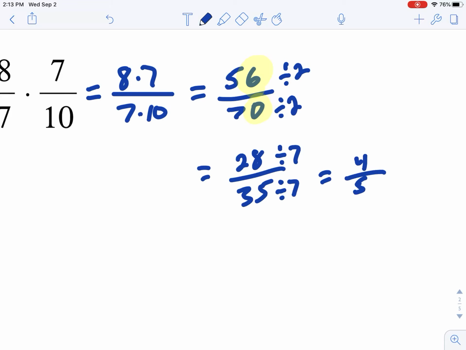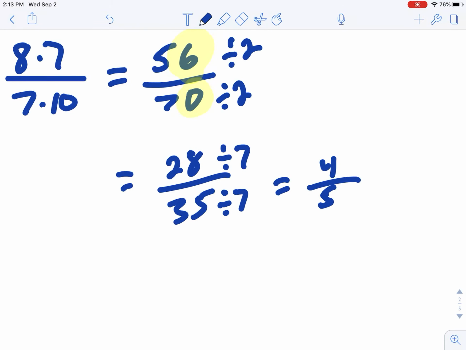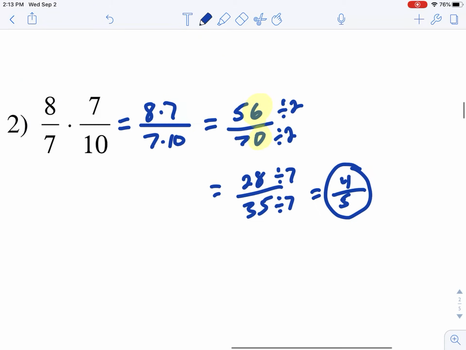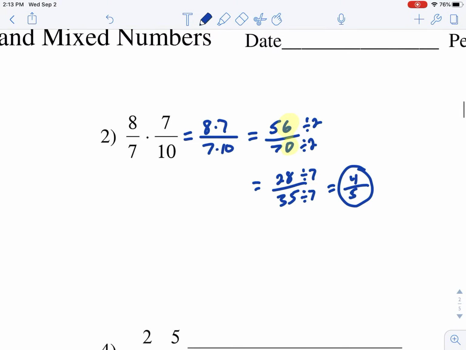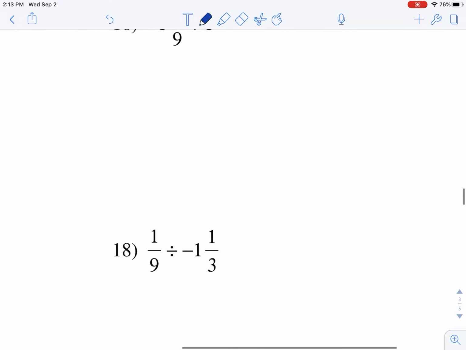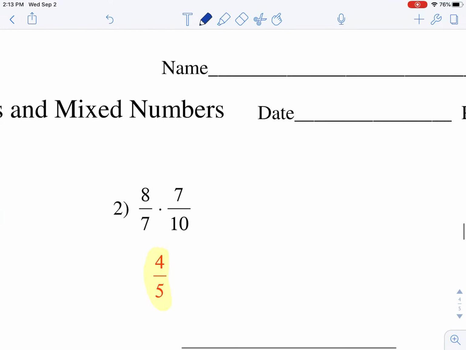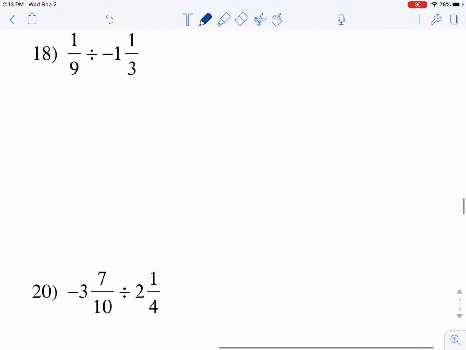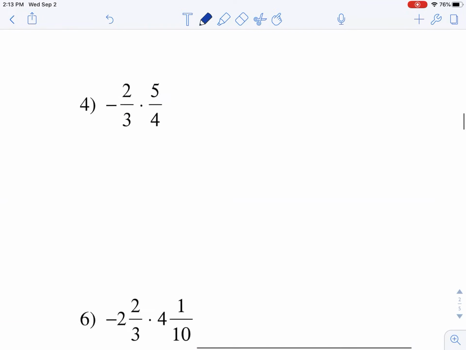Now I look at 4/5, and there's nothing in common that you can divide out of 4 and 5. So 4/5 cannot be reduced. That would have to be my final answer. And I did already look at the answers, not cheating, you're allowed to do it, but since I already looked at the answers, I know that that was right. So I kind of used the answer to lead me in the right direction.